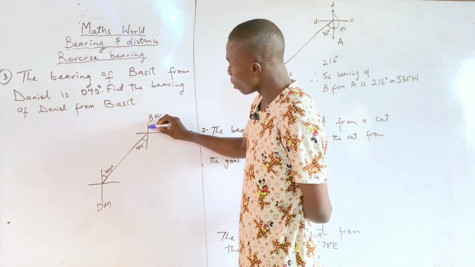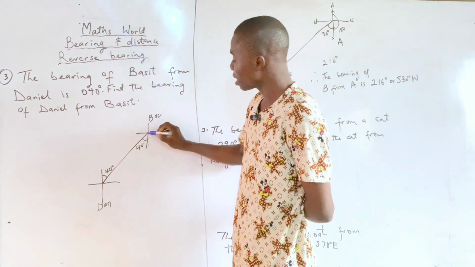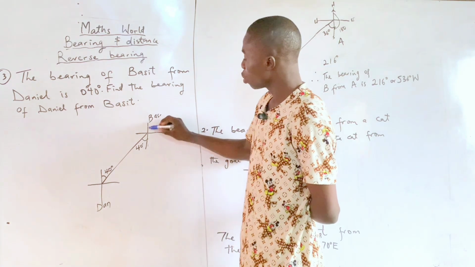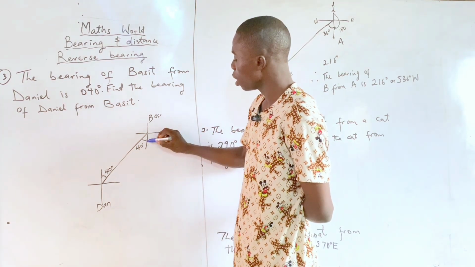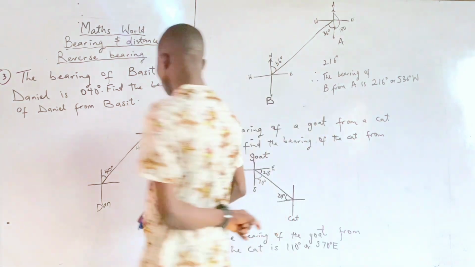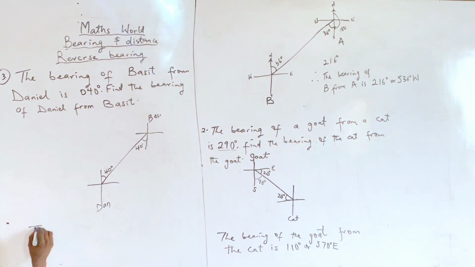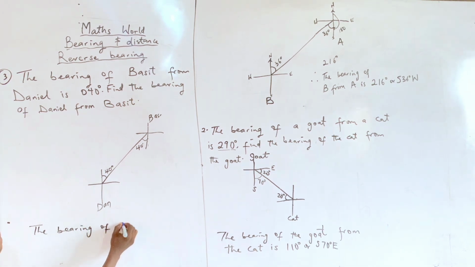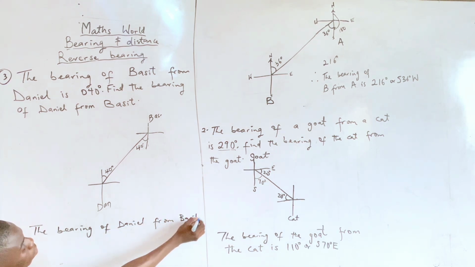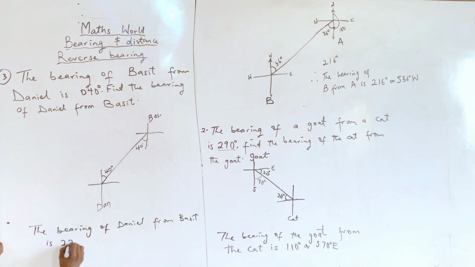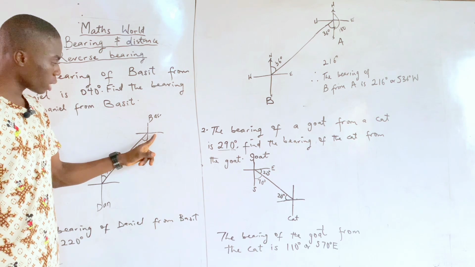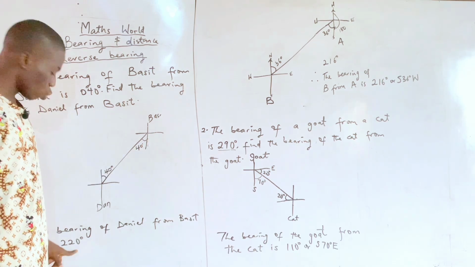So from north here, we are now going like this to this line. Remember where this line cuts, this line is the one that will stop us from reading. So from here to here is 90, to here is 180. 180 plus 40 is 220. So you can now deduce that the bearing of Daniel is 220 degree. We can actually see that the bearing is 220 degrees. From here to here 90, from here to here 180. 180 plus 40 is 220 degree.